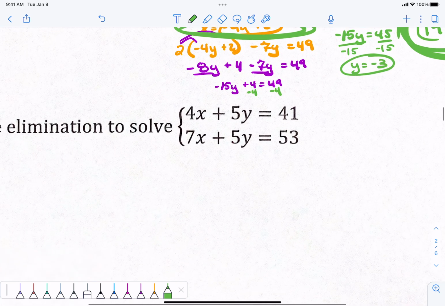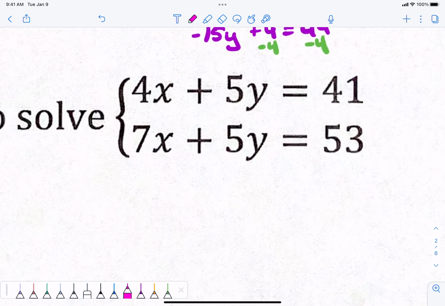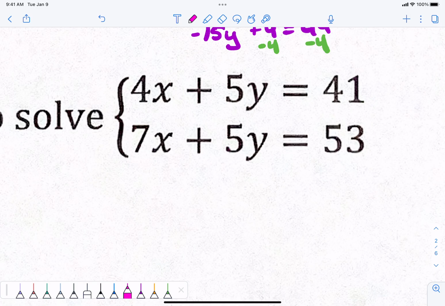Let's go down and let's do elimination. Now we want to eliminate a variable. Would you like to eliminate the x's or the y's? The y's. The y's are going to be nicer to eliminate, but they don't eliminate right now because 5y and 5y make 10y. We have to change one of them to be a negative. Multiply by a negative 1 on which one? The top or the bottom? It doesn't matter. The top one? Sure, let's do the top one.